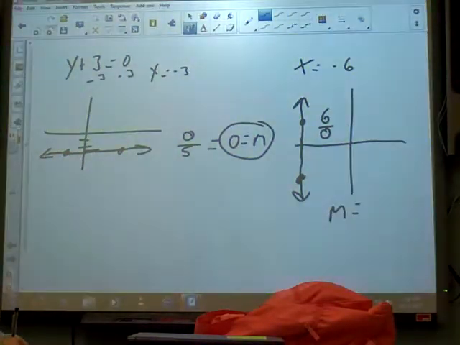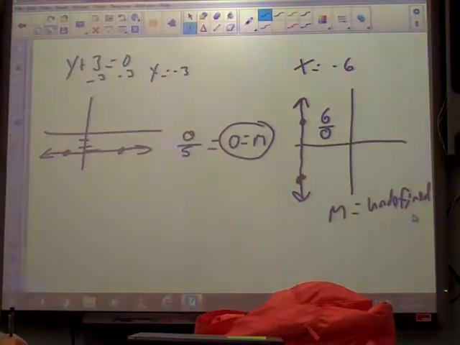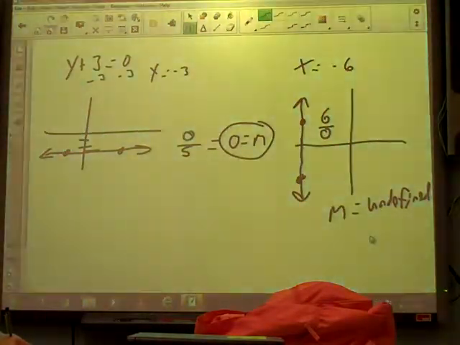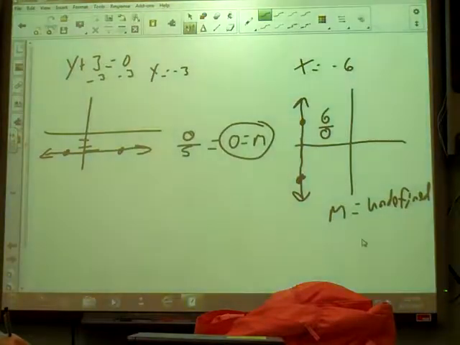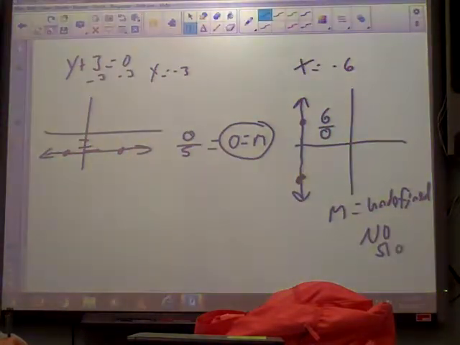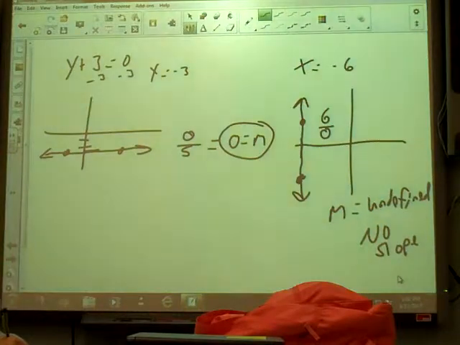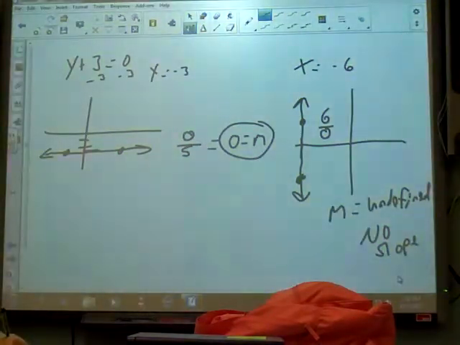I can say the slope is undefined. Isn't there a symbol for that? Not that I know of. Or the 0 with a line through it? No, that's no solution. That's something different. Or I could just write it out that, hey, there's no slope. Either one of those will work for me. No slope. Okay? Is that always going to be the case on every vertical line? Yes, ma'am.